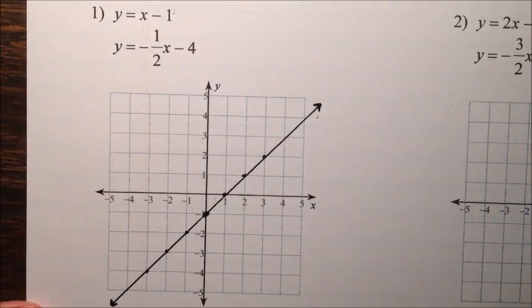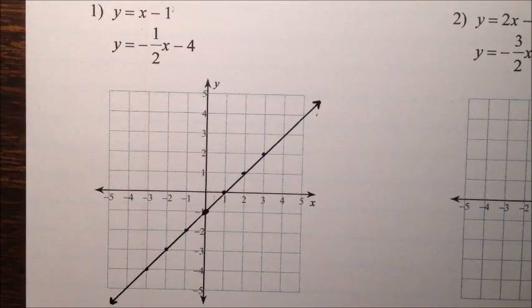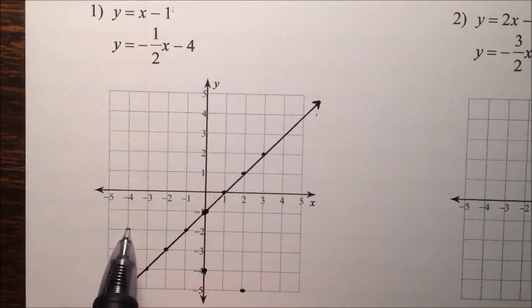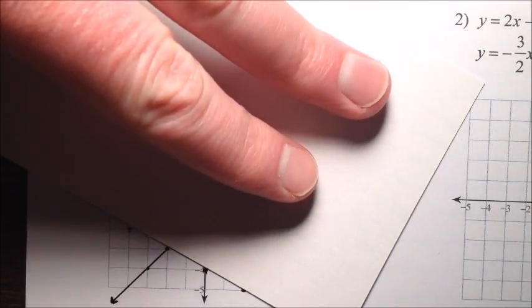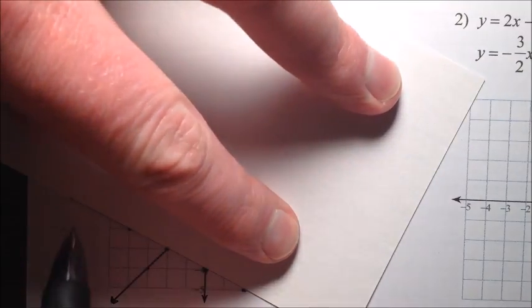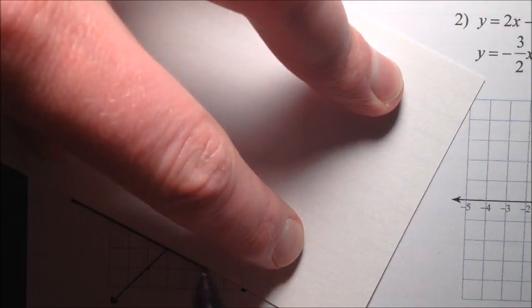Okay, and the second line is negative 1/2 x minus 4. So I know it's going to cross at negative 4. And it's a negative 1/2 slope, so down 1 over 2. I can't go any further, so how about up 1 and back 2, and then up 1 and back 2. So when I go ahead and draw this line, it's going to look something like this.